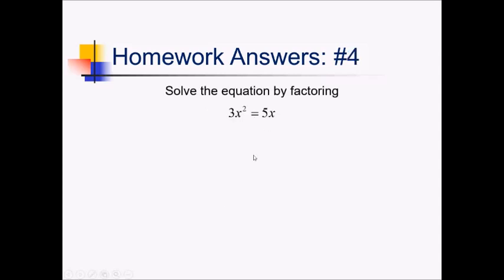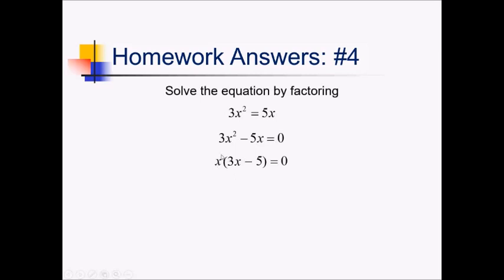To solve this equation by factoring, we need to get everything over on one side. So let's do 3x squared minus 5x equals 0. And if I just divide it here by x, as tempting as that is, that would actually lose me a solution of 0. So I can't do that. We have to move everything over here. Now that I've done that, I can factor out the x that I wanted to divide by. That leaves me with x times 3x minus 5 equals 0.